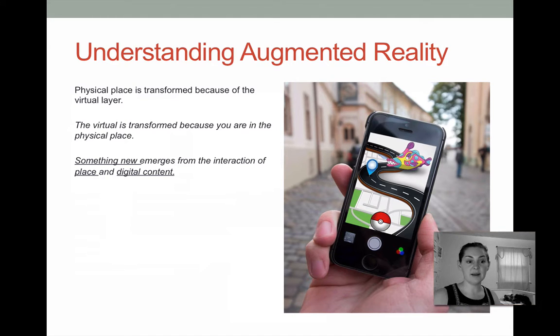So anyway, back to this definition. So physical place is transformed because of the virtual layer, as with GPS, and then virtual information is transformed because of the physical layer, as with the image of a skeleton placed at a border wall, memorializing something that happened there. So something new comes of the combination of the virtual and the physical, and they're different than they would have been if they were looked at independently.